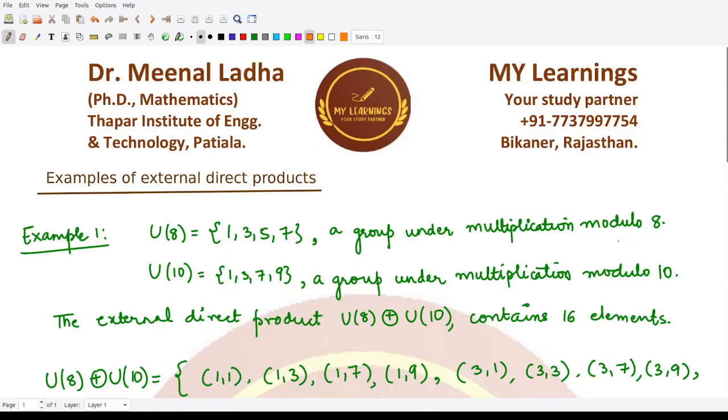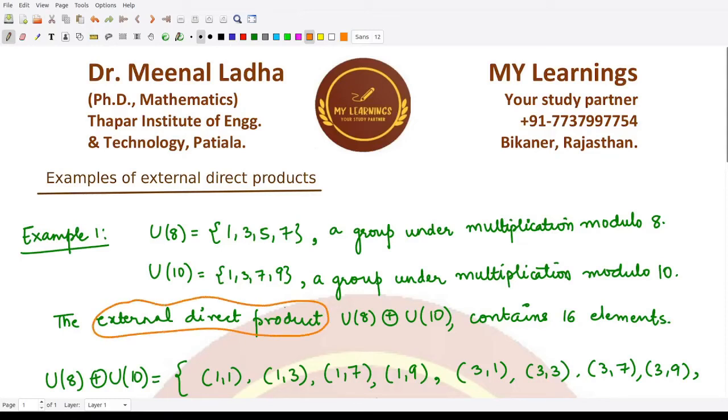So first of all, let's consider two groups. One is a group under multiplication modulo 8. It will consist of all the members which are relatively prime to 8. So they are 1, 3, 5 and 7. Another we have is a group under multiplication modulo 10. It will consist of all the elements which are relatively prime to 10. So they are 1, 3, 7 and 9. That we already know.